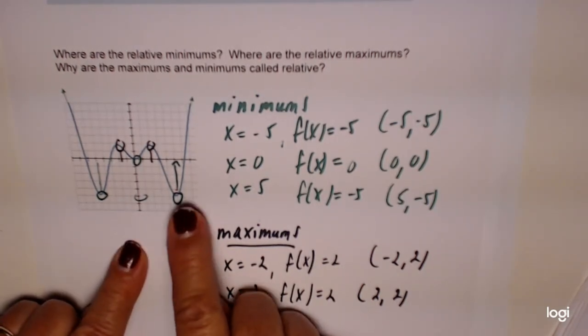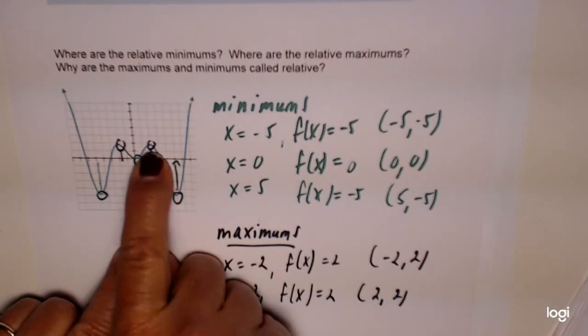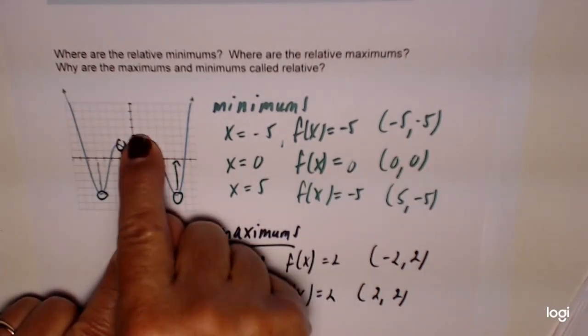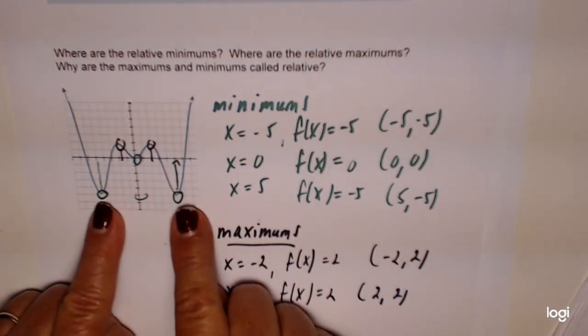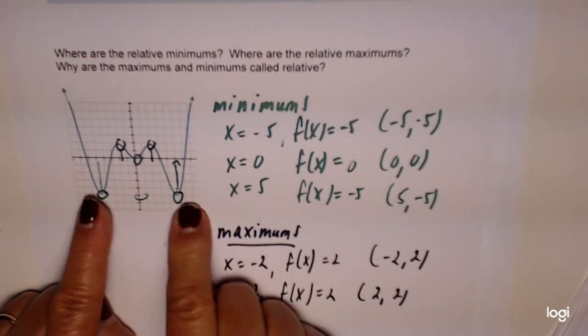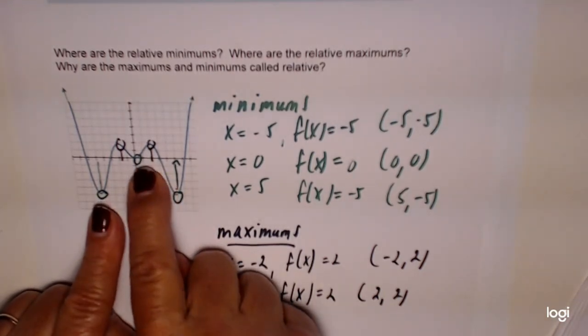However, with this minimum here of 0, 0, we can see this idea of relative. This point, 0, 0, is a minimum for this area, this neighborhood right around it. However, these points are smaller than that. So this would just be a relative minimum. It wouldn't be absolute like these, because obviously these points are smaller than this point, the y values, the f of x values.